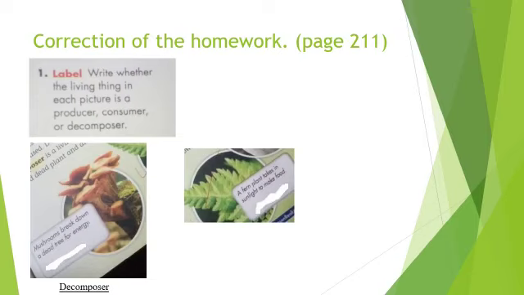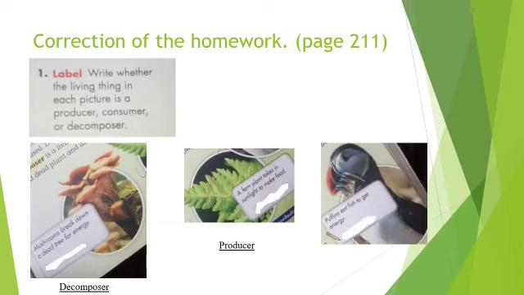Second picture. A fern plant takes in sunlight to make food. What is it? It is a producer. Very good. A living thing is called a producer if it makes or produces its own food.